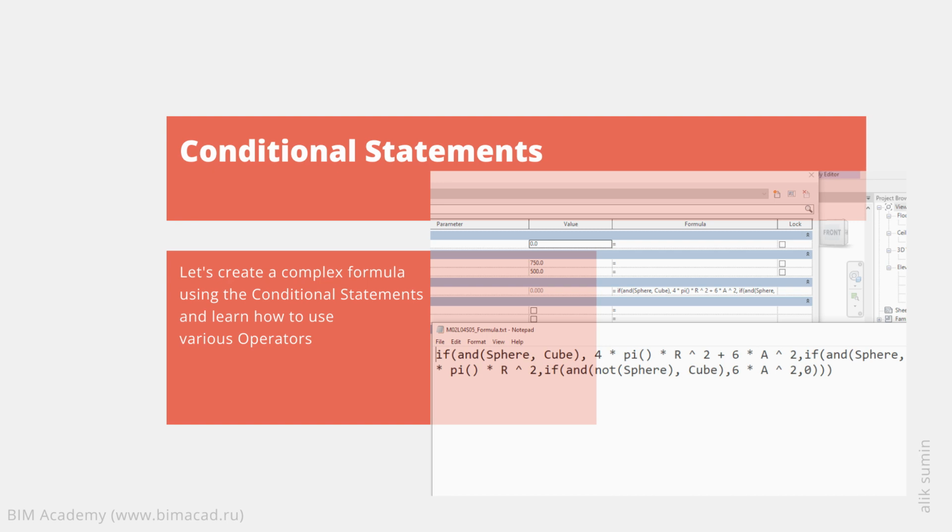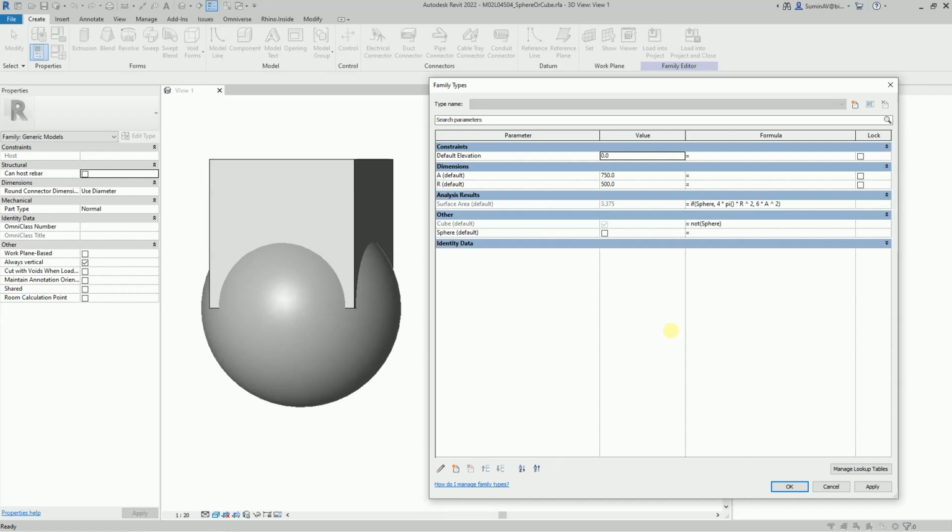Let's consider a more complicated case. We are in the Family Types window. Let's remove the formula not sphere. It turns out that we have not only two options when either a sphere or a cube is visible, but four options: the two above-mentioned ones, plus the situations when both objects are visible or when both are not.